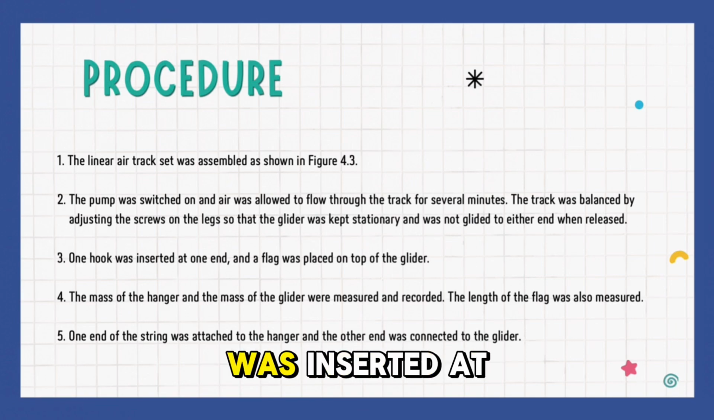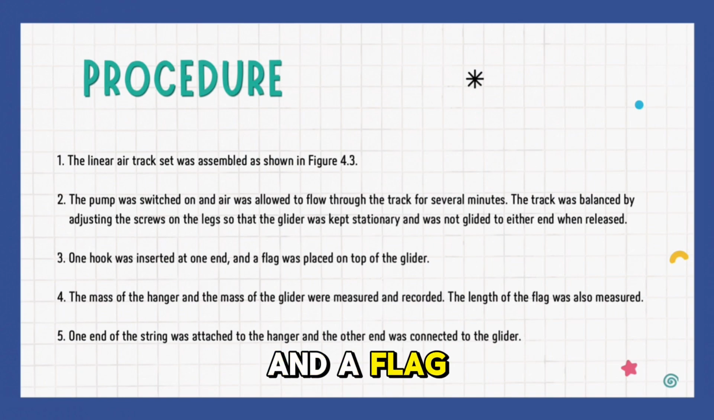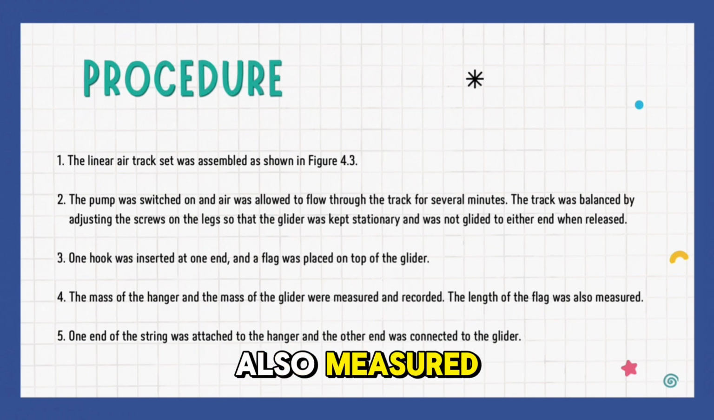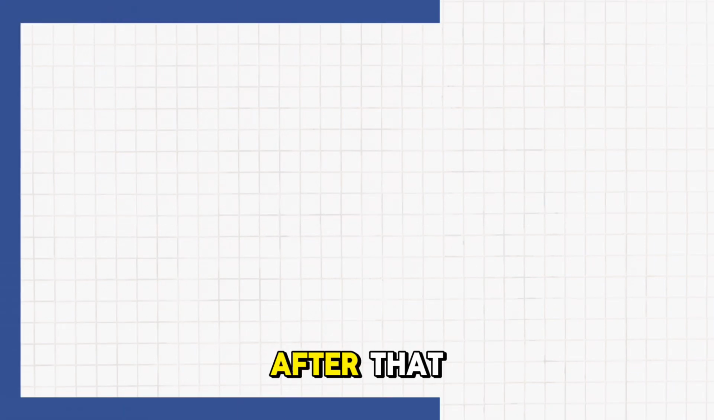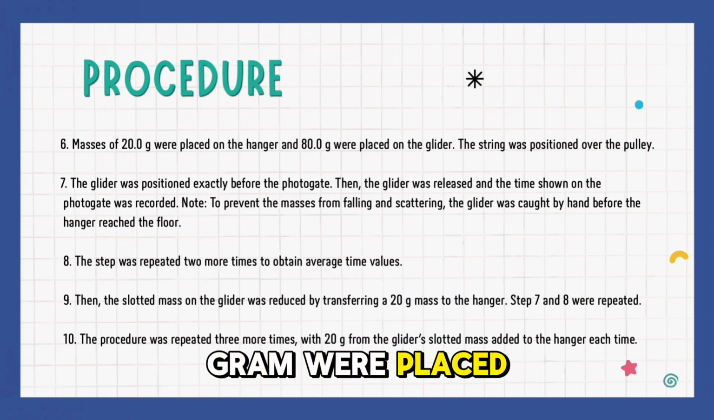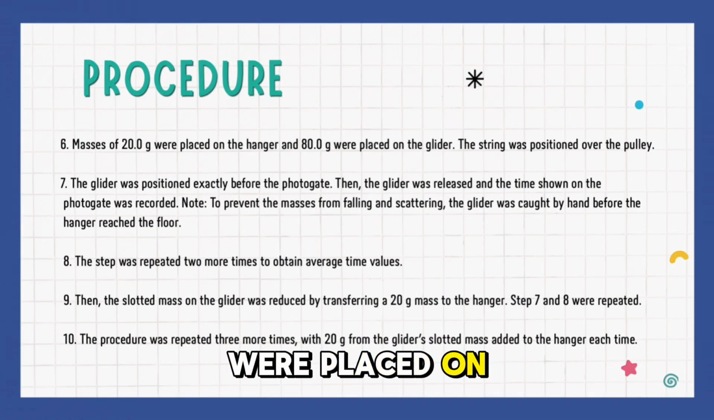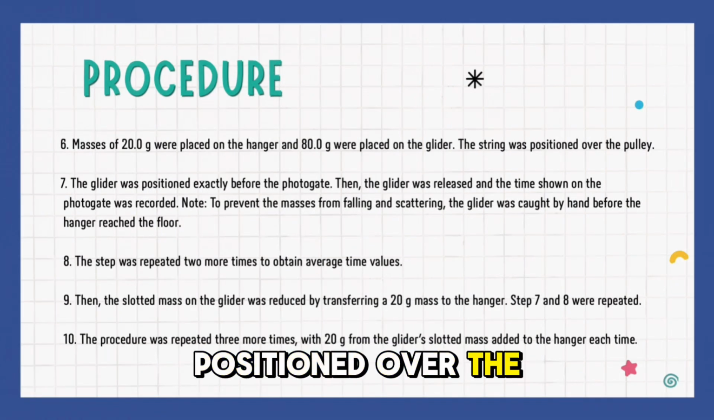Next, one hook was inserted at one end and a flag was placed on top of the glider. Fourth, the mass of the hanger and the mass of the glider were measured and recorded. The length of the flag was also measured. And next, one end of the string was attached to the hanger and the other was connected to the glider. After that, masses of 20 grams were placed on the hanger and 80 grams were placed on the glider. The string was positioned over the pulley.